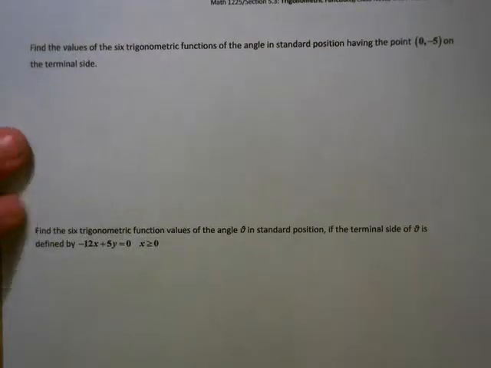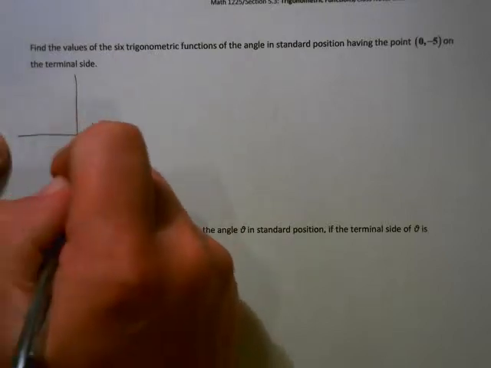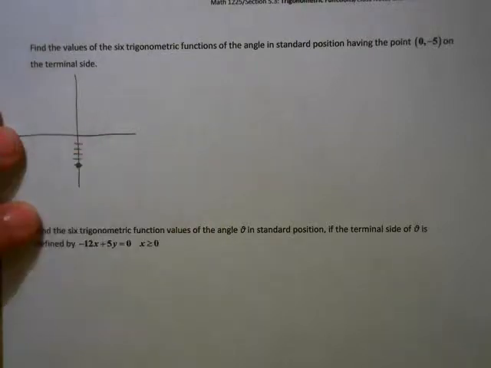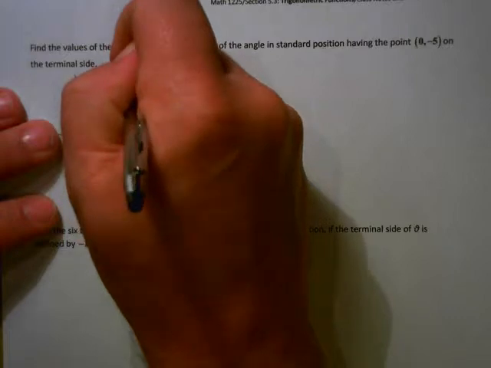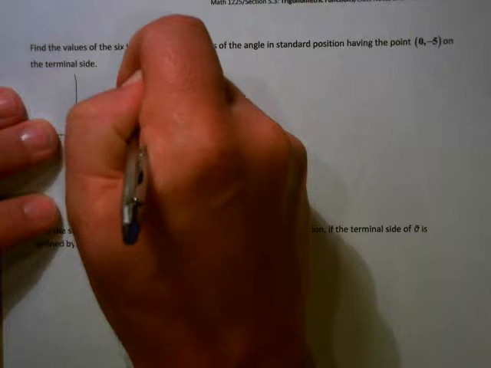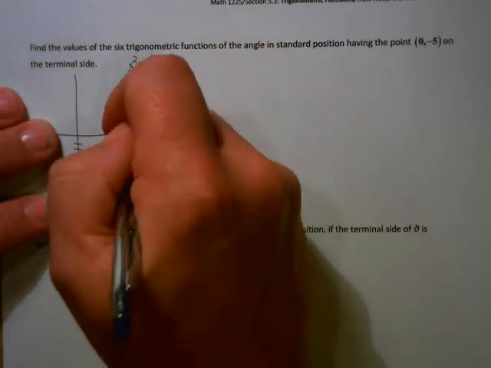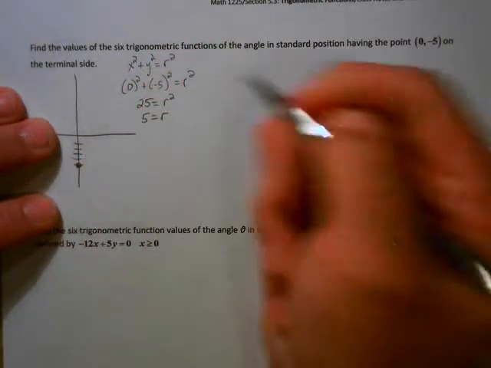So we have some more examples. Here's a point. Now this one's a little different because here's my point, 0, -5, falls on that y-axis. But as we start, the only difference here now is I'm not going to have my triangle. But if I say x squared plus y squared equals r squared, this is going to be 0 squared plus -5 squared equals r squared. This is 25 equals r squared, so 5 equals r.